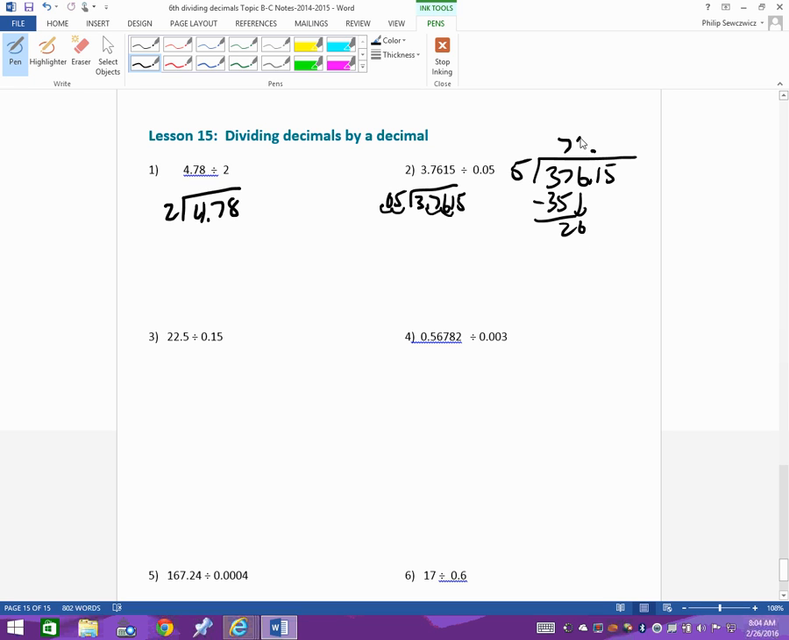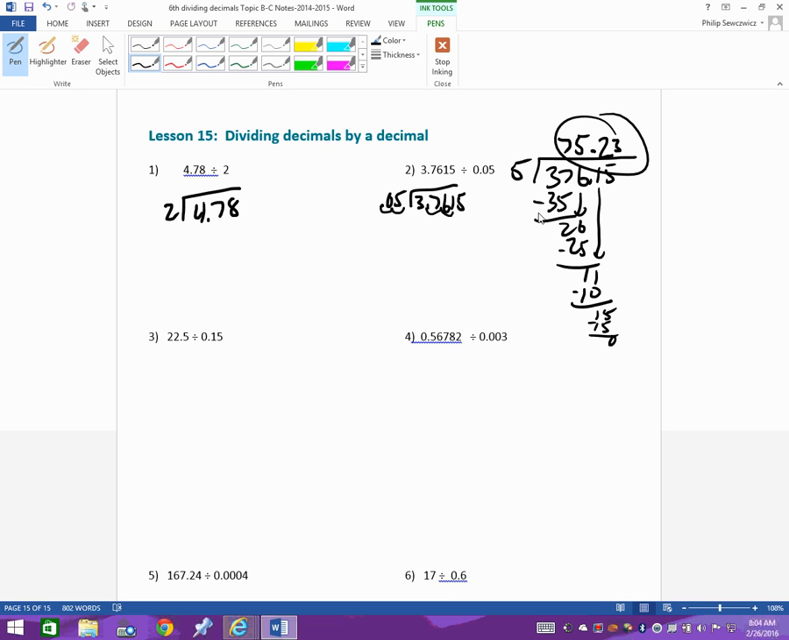So we can take out 5 groups. So there's 25. Bring down the 1. How many groups of 5 out of 11? 2 of them. 2 times 5 is 10. Subtracting. Oh, I smile because how many groups of 5 can you take out of 15? Yes, we can take 3 of them out. Yep, 0. We are done. So 75.23.